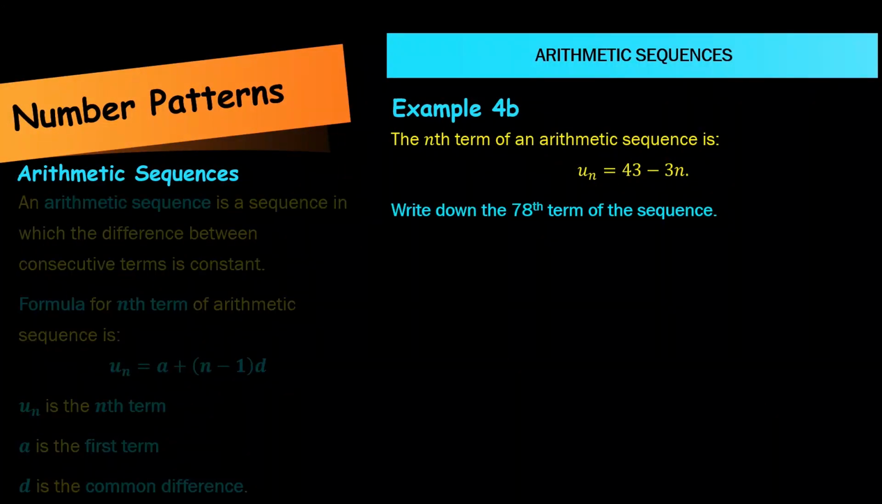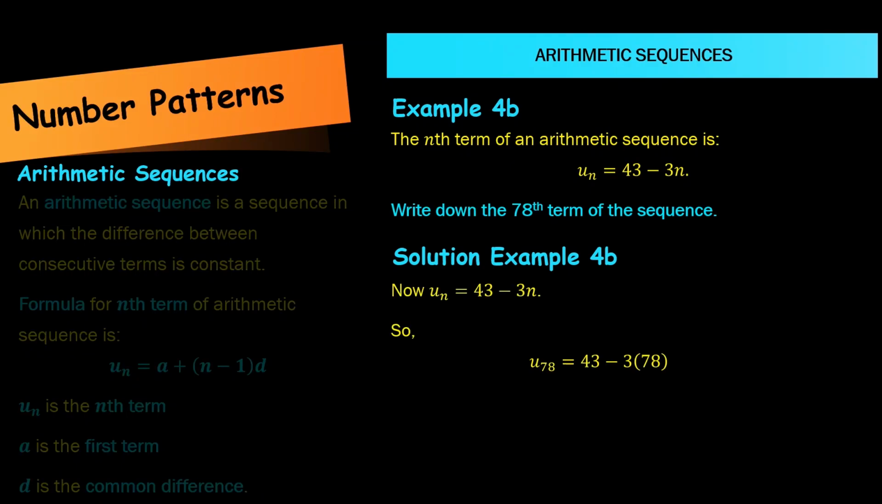And now for part B. We are required to write down the 78th term of the sequence. So let's solve this. We're simply going to plug in n equals 78, as shown here, into the formula for u subscript n. And this equals minus 191.